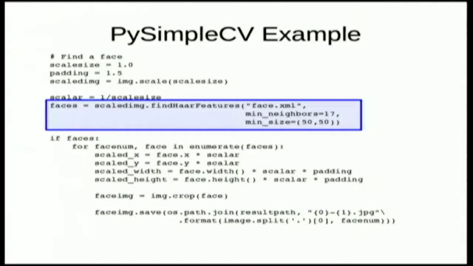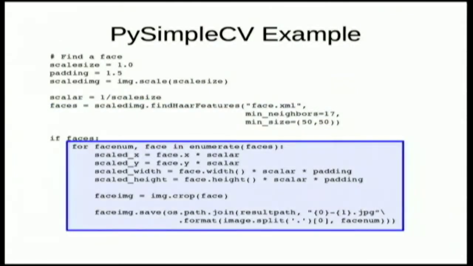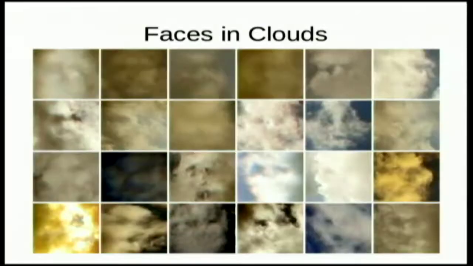So let's take PySimpleCV. It gives you a pretty much one-line thing called find Haar features, and someone that's much smarter than me can explain how that happens. But basically, you just do this, and it finds faces in the clouds. And for every face that it finds, I crop it out and save it. How many faces do you see?